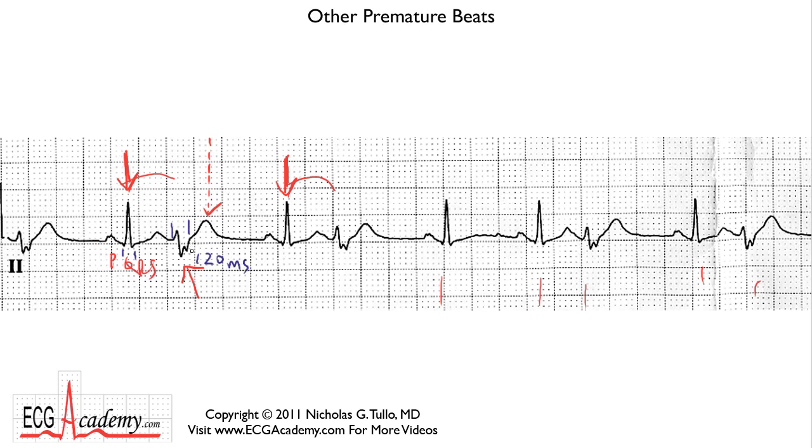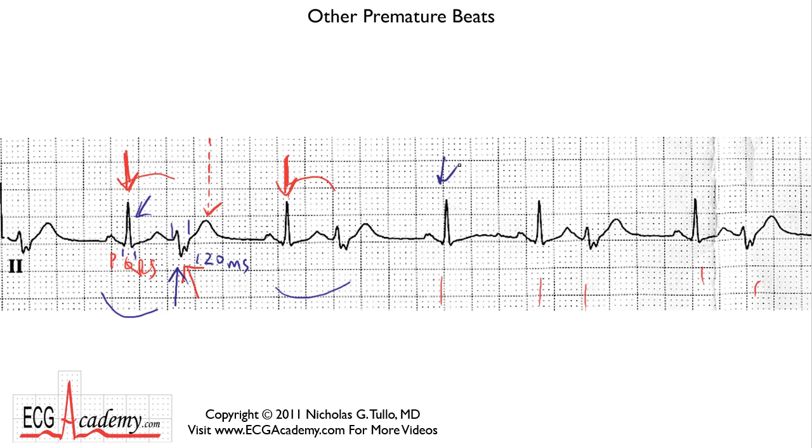So it's clearly wide, it's clearly premature, and you'd say, well, the QRS complex looks really quite different than the underlying rhythm, and this kind of looks like a PVC. So you'd look at this and say, well, it's every other beat, so it's ventricular bigeminy. Isn't that right? Well, if that's what you think it is, I'm going to show you why it's not.